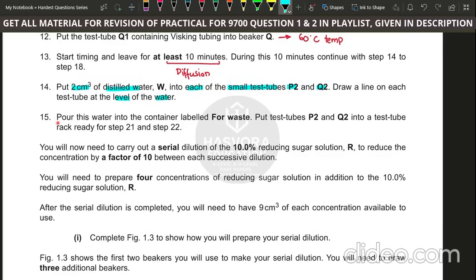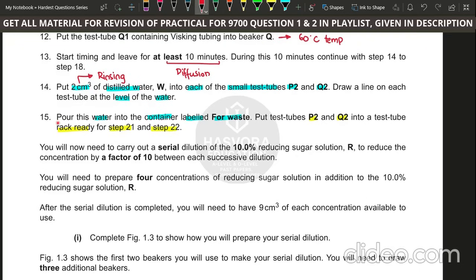Pour this water into the container labeled for waste. So now we are just rinsing, when we added 2 cm cube of distilled water, because then we added it to the container for waste. So it is mostly used for the rinsing. Then put the test tubes P2 and Q2 into the test tube rack ready for step 21 and step 22. Now I have figured out what we'll be using it for.